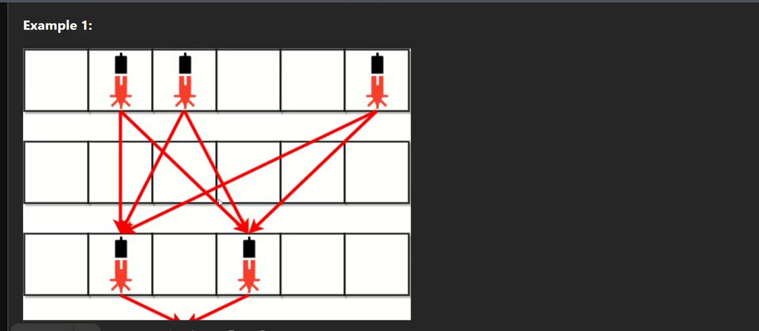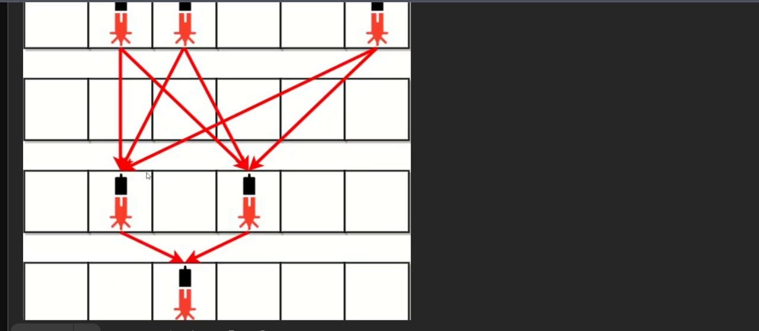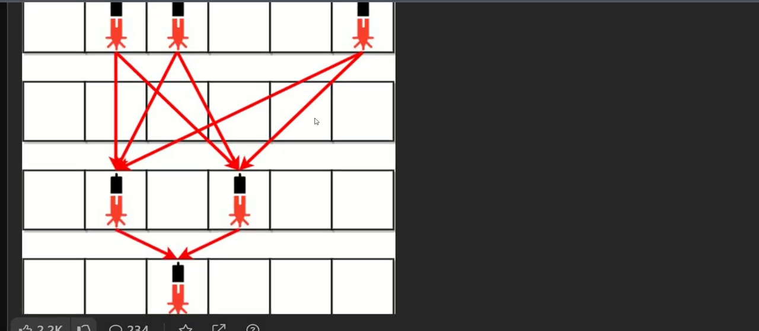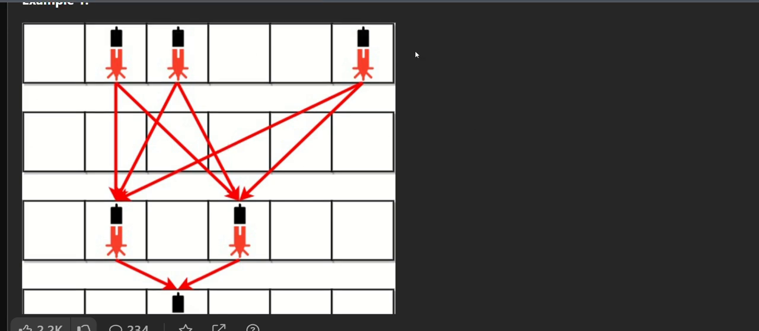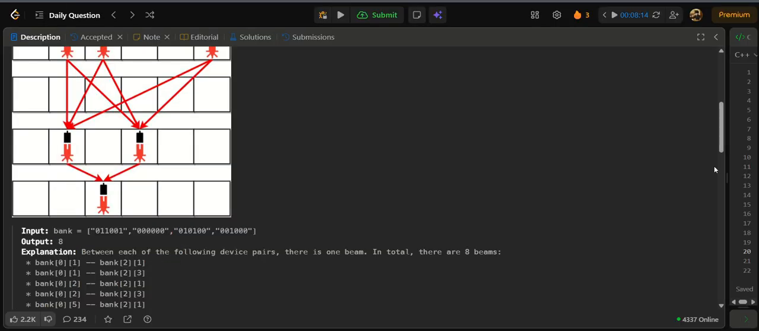So we have to keep a count of the previous security devices we have seen and what our current count is. And if our row is empty, meaning the count is 0, we do not add anything and we do not change our previous. So let us see the code.